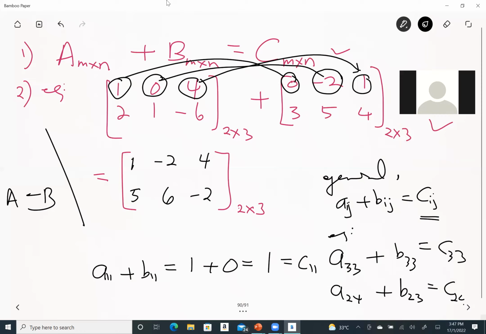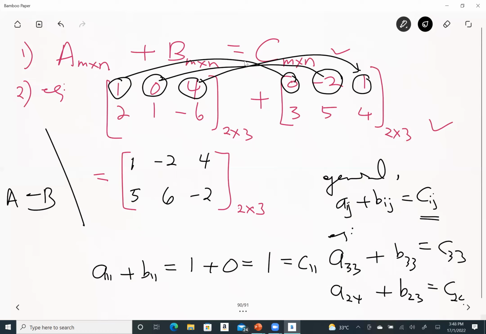Okay, so you do the subtraction, we will get A minus B, okay? Subtract this matrix and that matrix. And then you will get, okay, so what you get? 1 minus 0, 1. 0 minus 2. So dapat berapa? 2, okay?